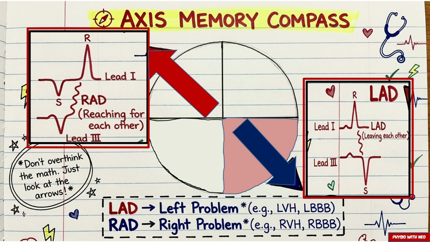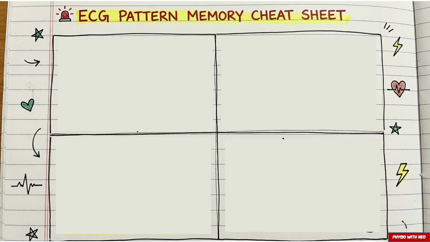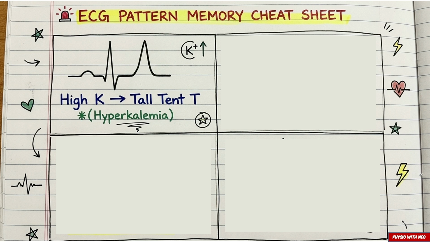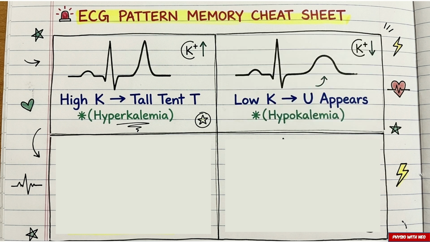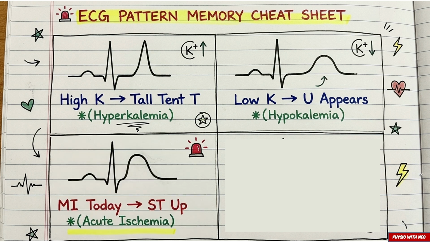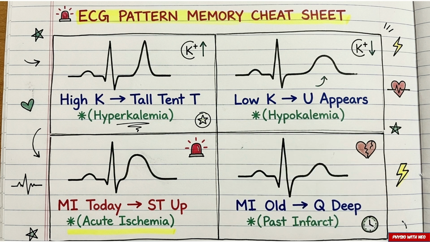Now let's learn how ECG itself gives clues about different diseases. This slide is pure exam gold. Instead of memorizing every disease, remember these four visual patterns. High potassium shows tall tented T wave. Low potassium, hypokalemia, U wave appears. Myocardial infarction today, ST segment elevation. Old myocardial infarction, deep Q wave. Remember, today's heart attack, ST goes up. Old heart attack, deep Q wave remains as a scar. So again, we'll revise: high potassium, hyperkalemia, tall T; hypokalemia, U wave; acute MI, ST elevation; old MI, Q wave.